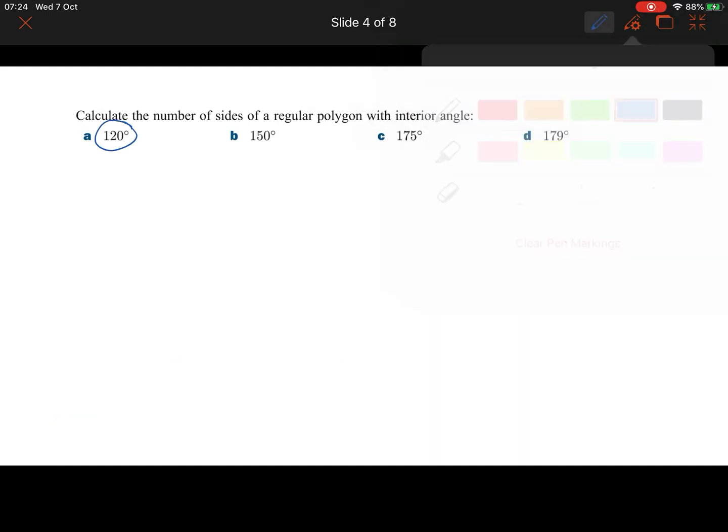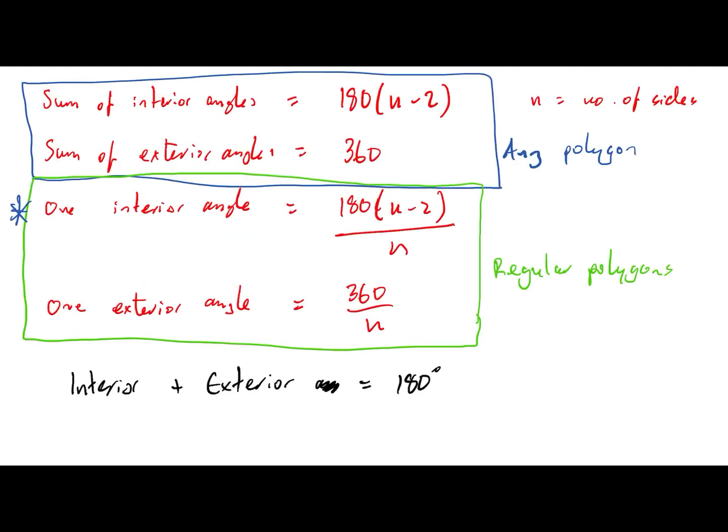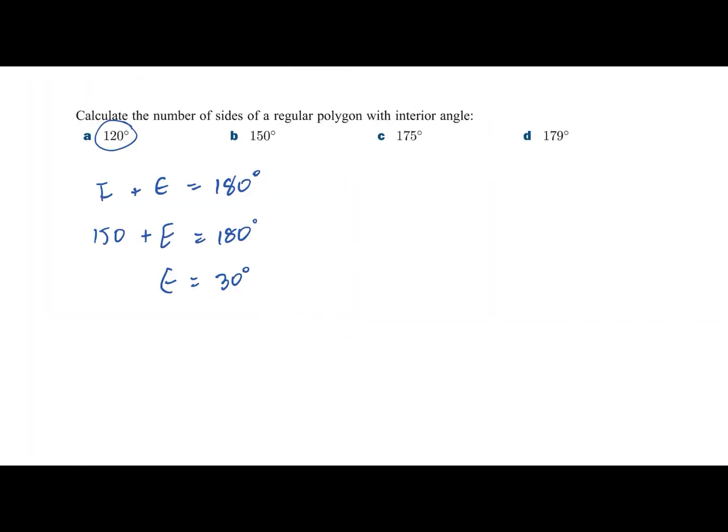Okay, I'm going to use the formula that says the interior angle plus the exterior angle equals 180 degrees. So if the interior angle is 150, the exterior angle must be equal to 30 degrees. So I now know the exterior angle, so I can just use this formula here and say exterior angle equals 360 divided by n. So the exterior angle is 30 degrees.